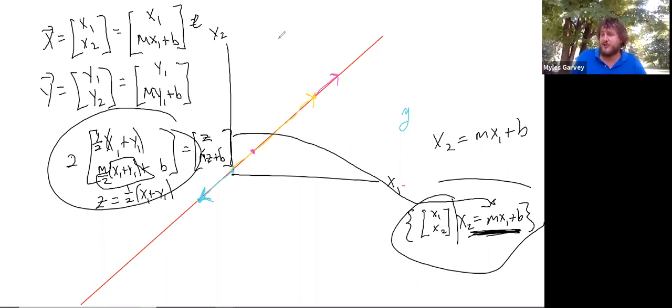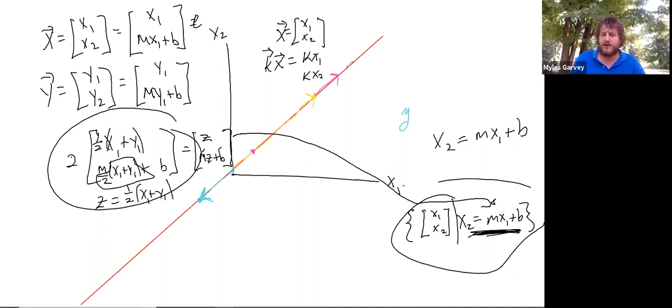Scalar multiplication is another easy one to show. If I have some vector, x1 and x2, the scalar multiple of that is just kx1 and kx2.